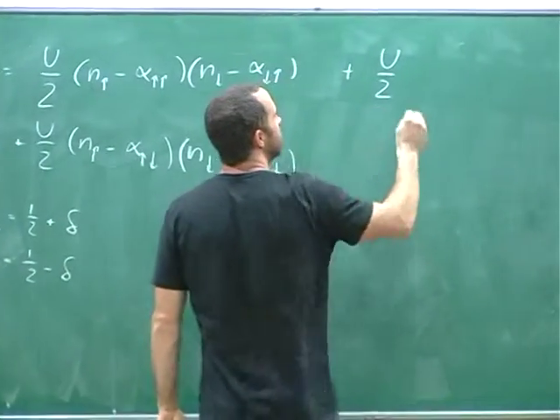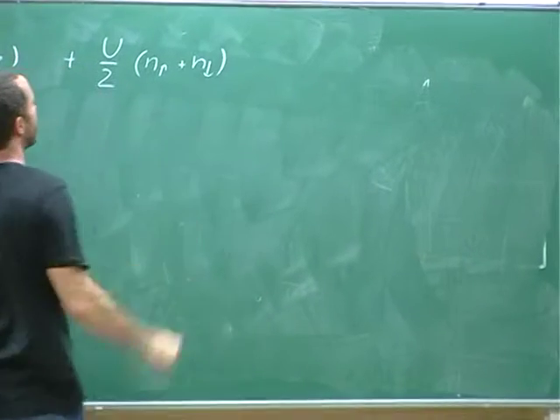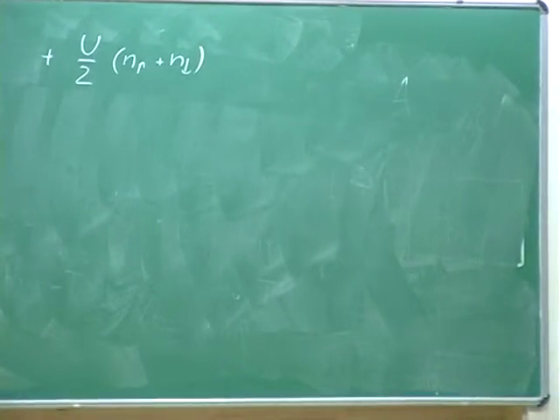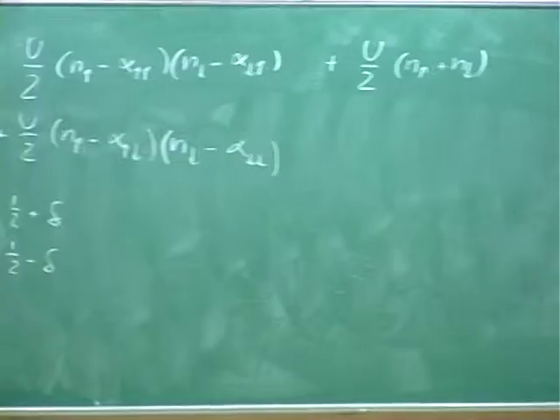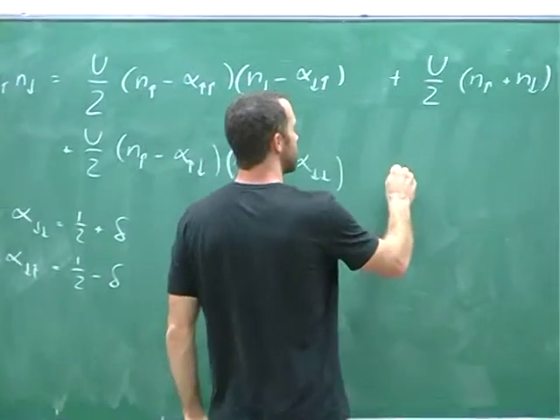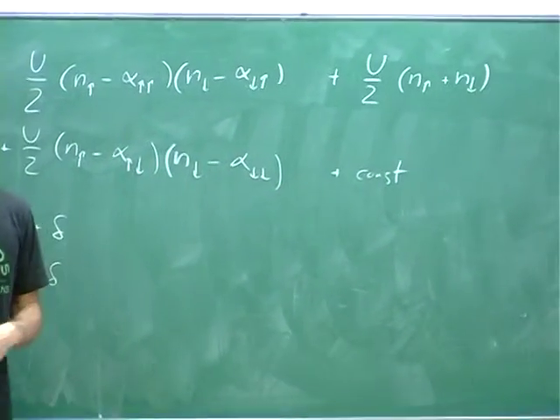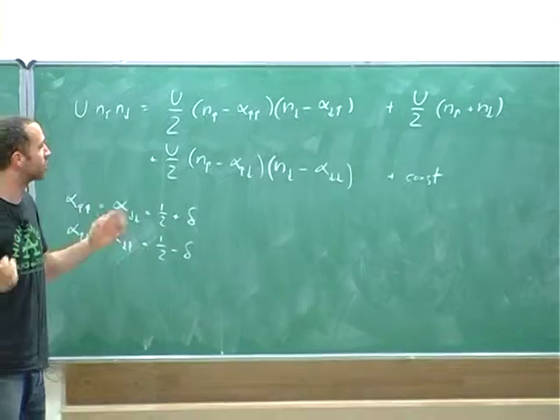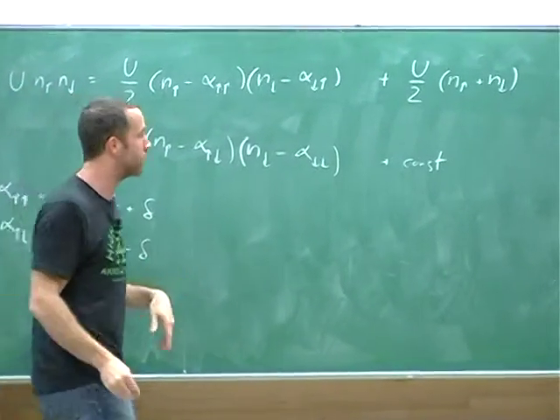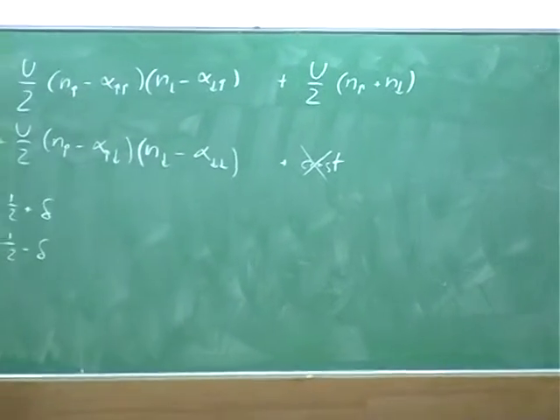Actually, the same thing happens with n down. So I just add this little extra term. And I'll let you check that these two things are the same up to just a constant. There's an extra constant which appears here. It's a function of the alphas only, and u, of course, but there's no operator in there, so this constant doesn't matter.